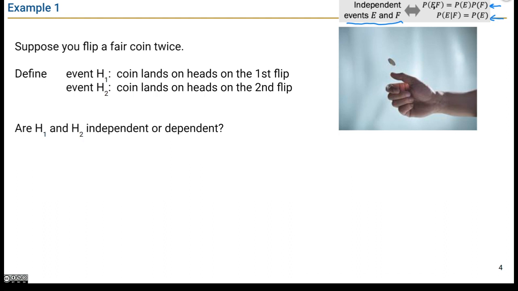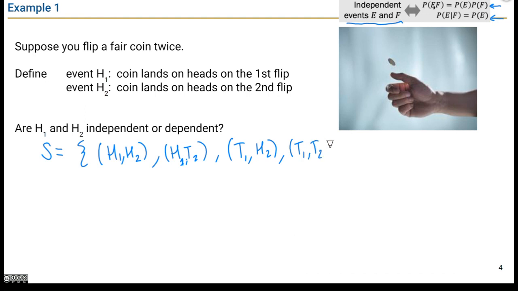But let's prove it mathematically, because sometimes our intuition's not always correct. In this case, it is correct. This is independent, but let's prove it. So I'm going to think of my whole sample space first. Let's write it as a set here. So I could get heads first, heads second. I could get heads first, comma, tails second. I could get tails first, heads second, or tails, tails. That's my entire sample space.